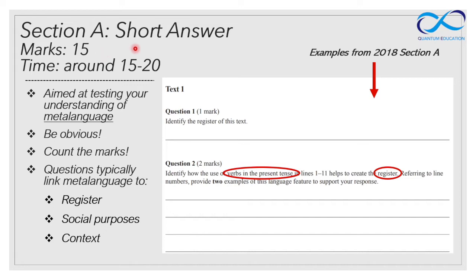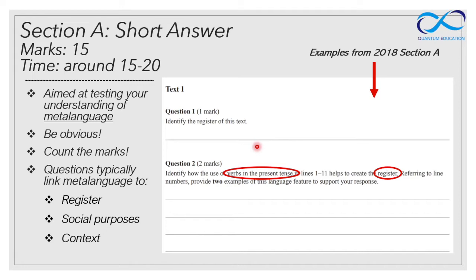So basically in short answer, they're testing your meta language especially. So here they're not looking for lengthy writing, they're not looking for really fancy writing or bringing in extra ideas about English language, they're just testing your meta language. So in terms of your writing, always count the marks and be extremely explicit about how you state things. So if a question is worth 2 marks, it'll be worth 2 pieces of meta language or 1 piece of meta language and an explanation.